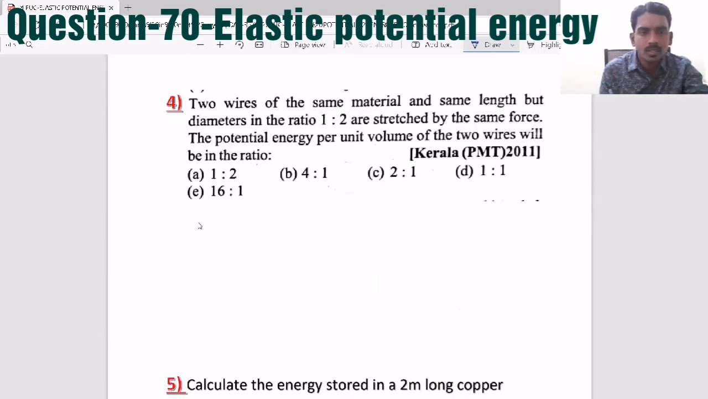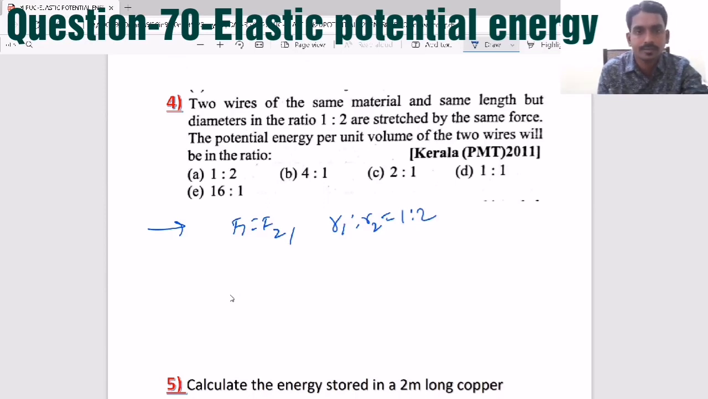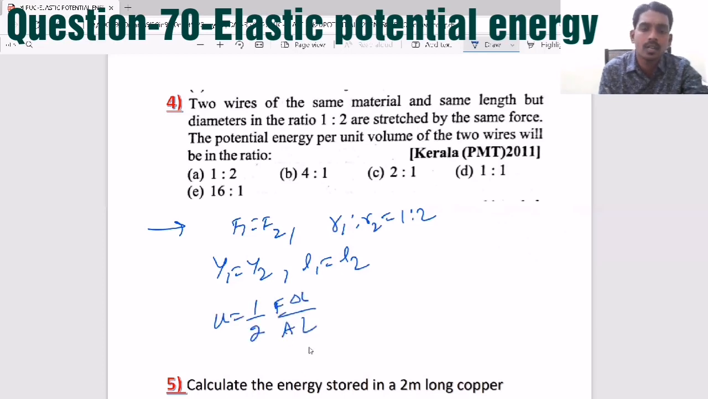Now the next question. 2 wires of the same material and same length but diameters in the ratio 1:2 are stretched by the same force. Now force is same, and their diameters, nothing but radius, are in the ratio 1:2. The potential energy per unit volume they are asking. See the potential energy per unit volume, and same material means Y1 equals Y2. Same length means L1 equals L2. Then energy density means half into F into delta L by A into L. Now force is same.